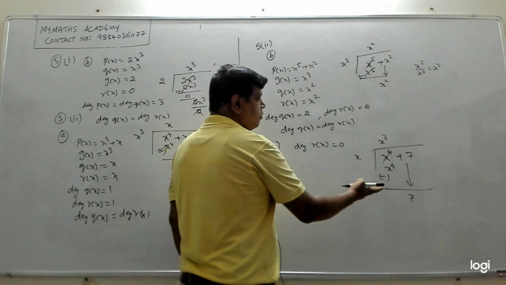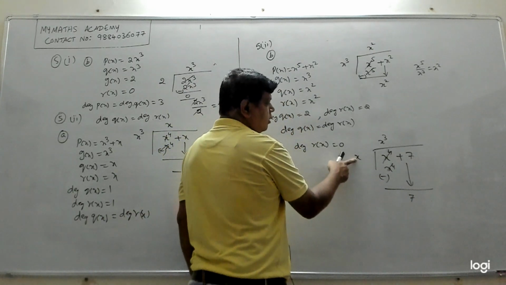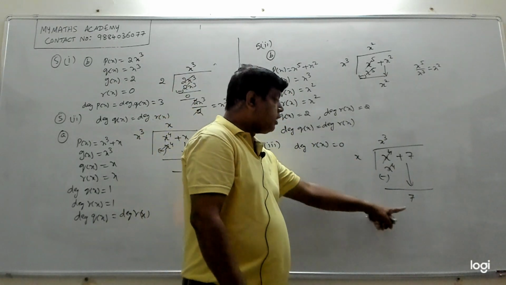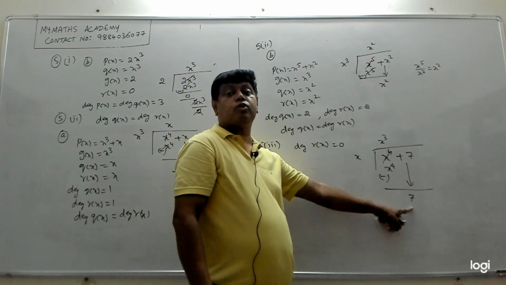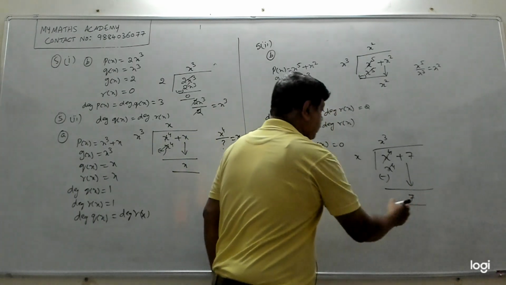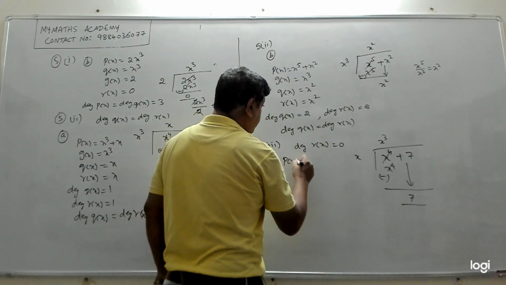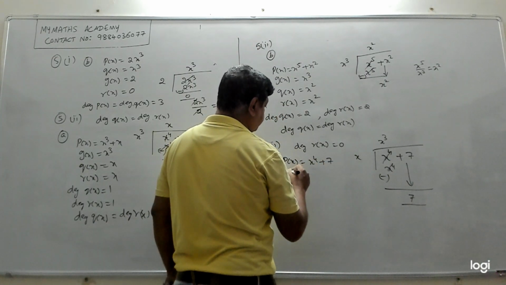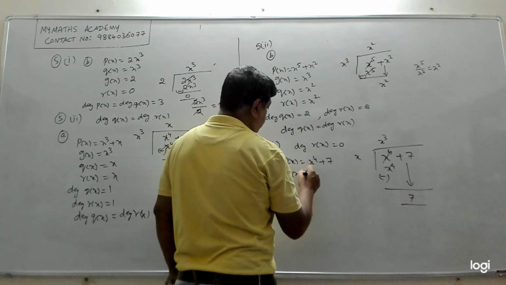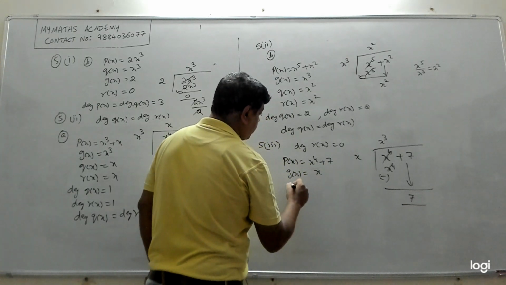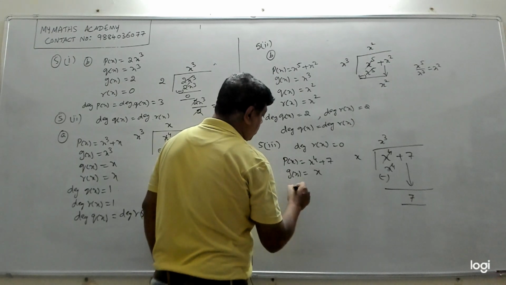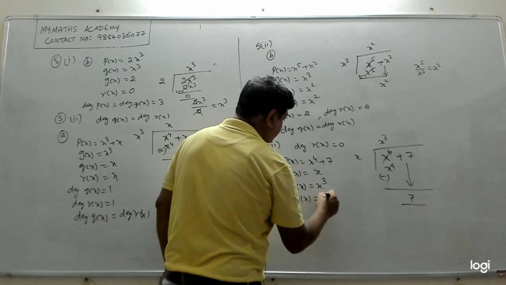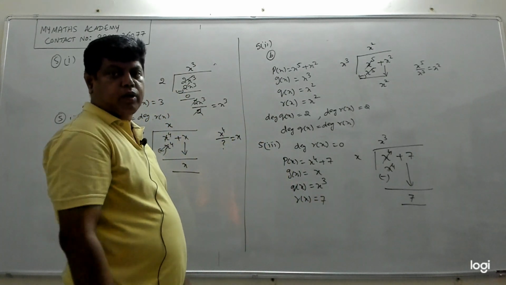We will not proceed further because degree of r of x is less than degree of g of x. We will stop. And what is the degree of r of x? Degree of r of x is 0 because degree of 7 is 0. Clear? So my p of x will be x power 4 plus 7, your g of x can be x, your q of x becomes x cube, and your r of x becomes 7.